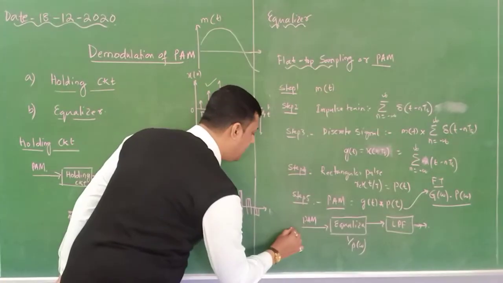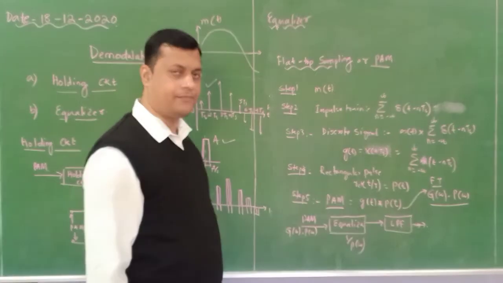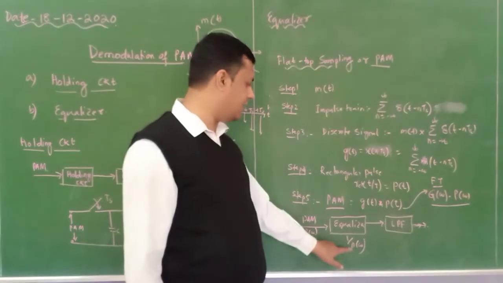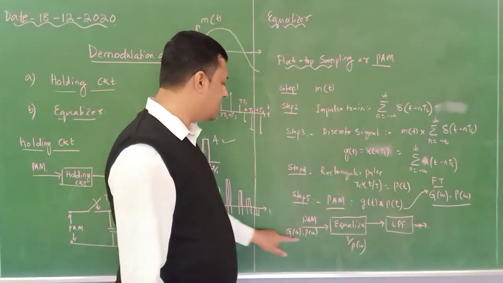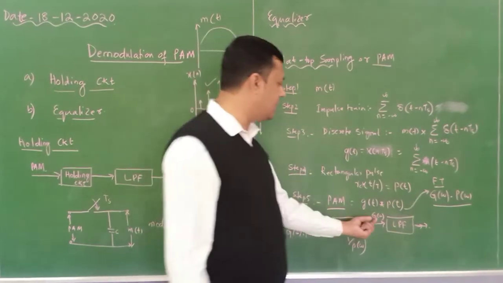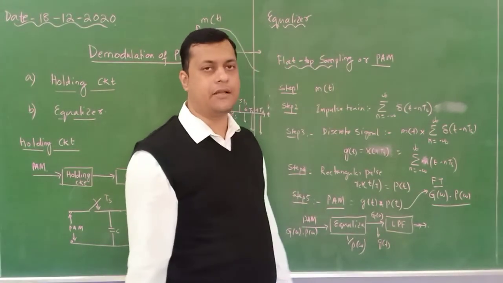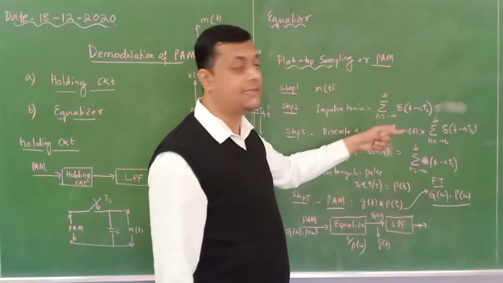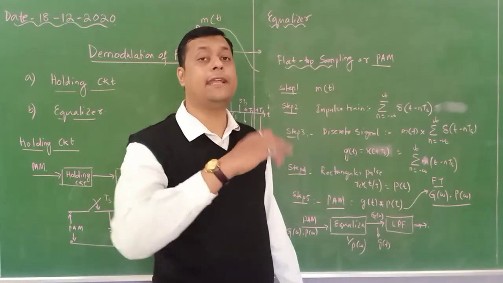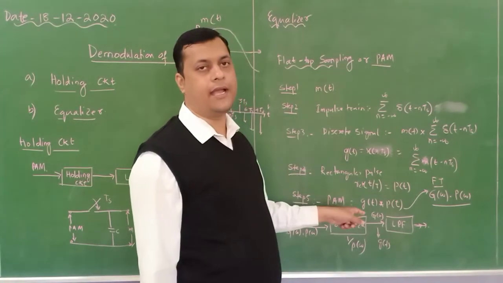So when I give G of omega into P of omega to the equalizer, which has 1 by P of omega, it will be divided and you will get G of omega, and this G of omega is nothing but G of t. This G of t is the discrete signal. When it is passed through the low pass filter, it will reconstruct your modulating signal. So this is the basic analogy behind the equalizer.